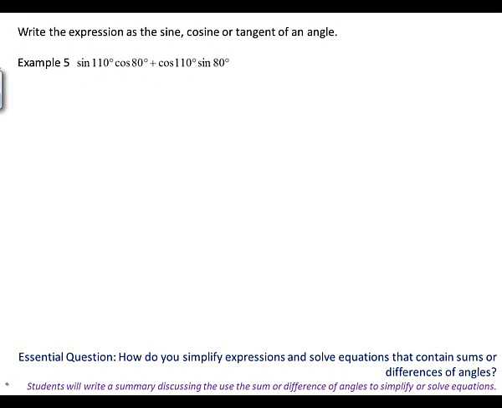Alright. So, we're going to write the expression as the sine, cosine, or tangent of the angle. So here's what I need you to do. I need you to go back and look at those sum and difference formulas. And if you've already flipped the page on the notes, look inside the front cover of your book. They're on the bottom left-hand column of that front inside cover. Do you see them? Sum and difference formulas at the bottom left?